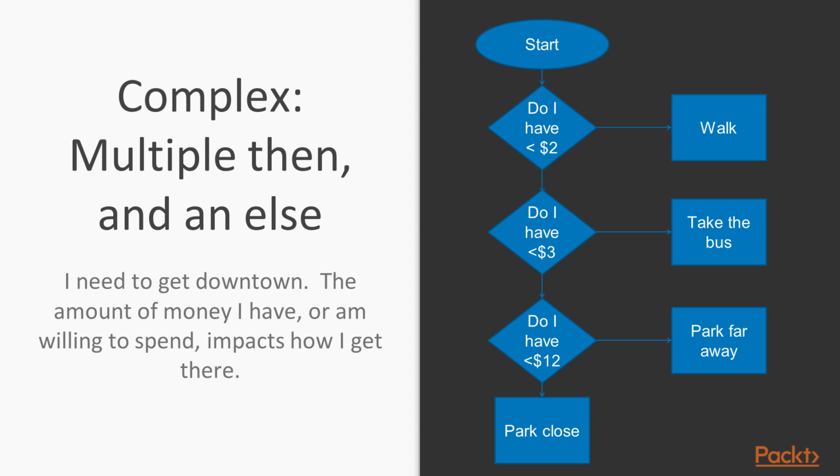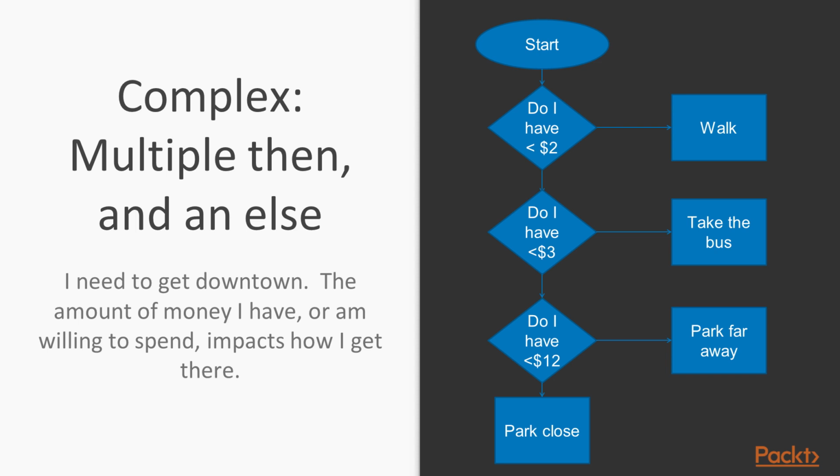Now remember, I'm only going to do one of these. So if I have $2.50, this will evaluate to false and I will not walk. This will evaluate to true because $2.50 is less than 3 and I take the bus. Now if I have $5, I don't have less than 2. I don't have less than 3. I do have less than 12, so I might park in a remote lot that's an economy lot that is far away.